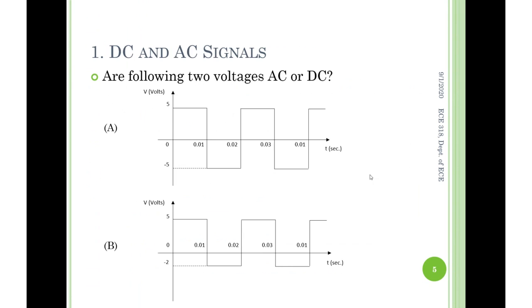I mean, given a random signal, it might be purely AC, it might be purely DC, but it might be a mix between DC and AC, right? So for signal A, which is the case? Three options: purely AC, purely DC, or mixing between the two. Which one?